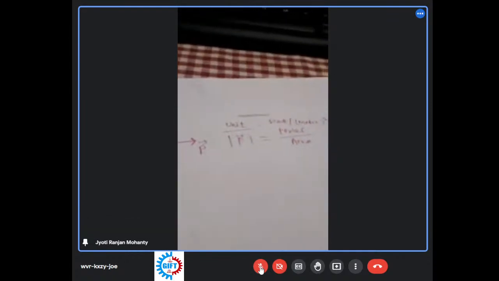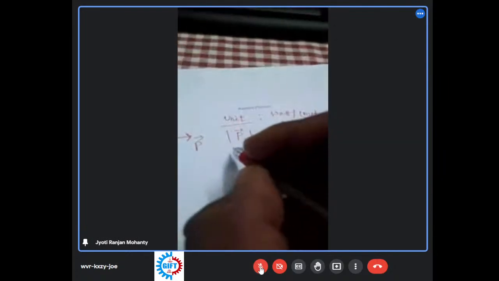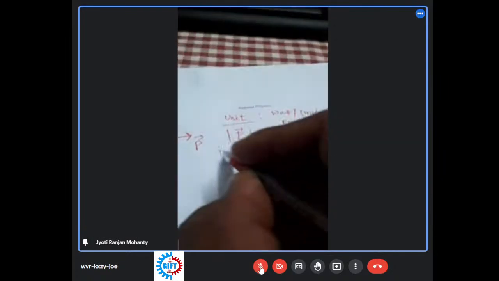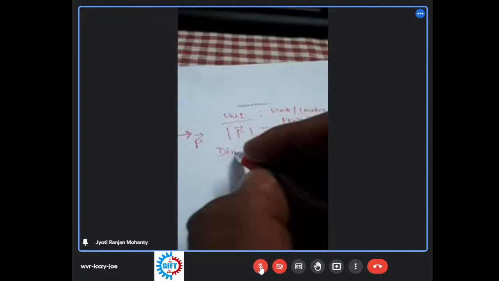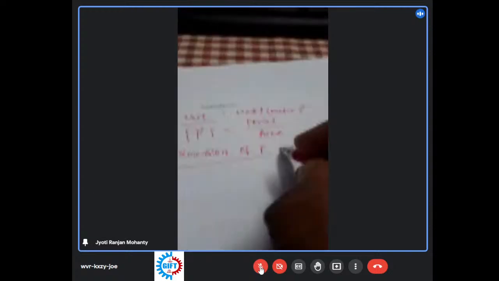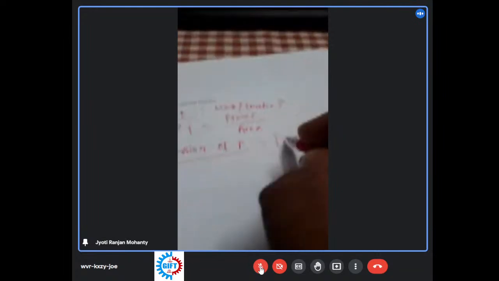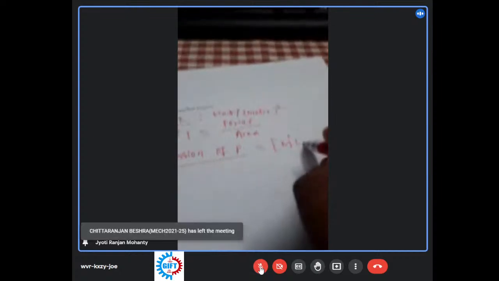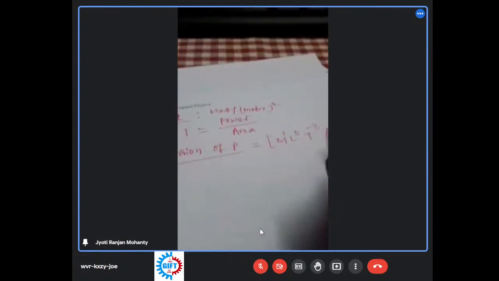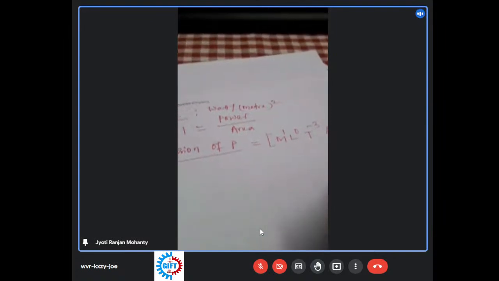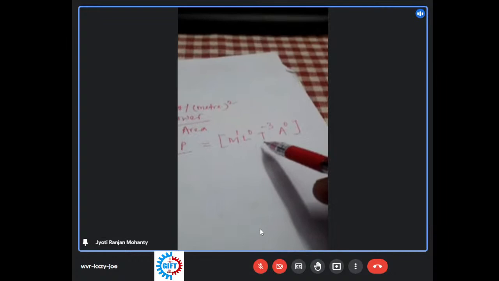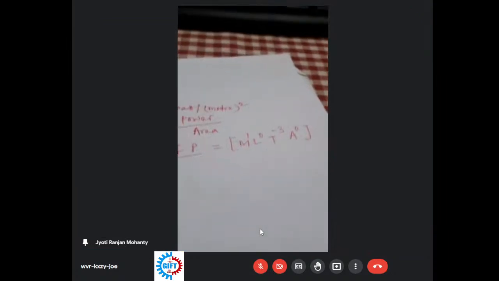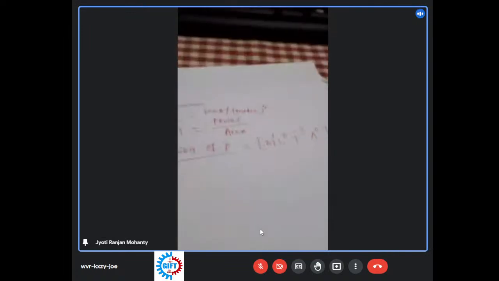Okay. What is the dimension? Sometimes the short question asks to find the dimension of the Poynting vector. Accordingly, if you calculate, your dimension will be M1 L0 T minus 3 A0. A is for ampere, not area here. M for mass, L for length, T for time, and A for ampere.